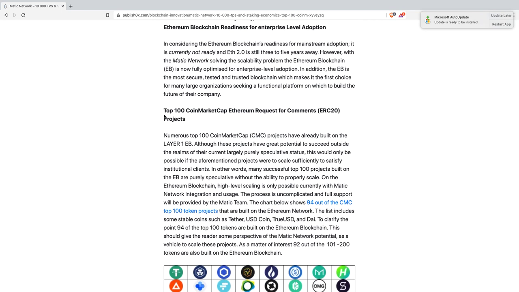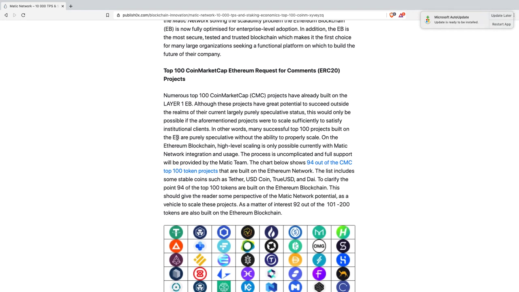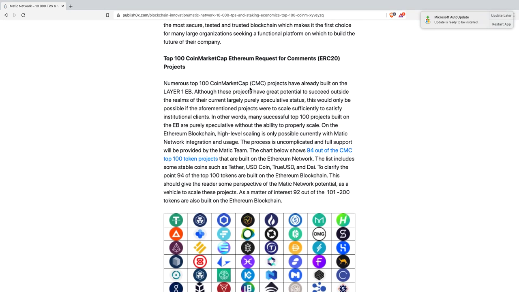This is very interesting. Top 100 CoinMarketCap Ethereum Requests for Comments, ERC-20 projects. How many projects in the top 100 tokens of CoinMarketCap are ERC-20? Well, let's find out. Numerous top 100 CoinMarketCap projects have already built on the Layer 1 Ethereum blockchain. Although these projects have great potential to succeed outside the realms of their current largely purely speculative status, this would only be possible if the aforementioned projects were to scale sufficiently to satisfy institutional clients.